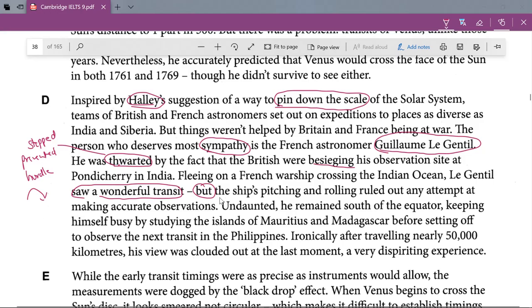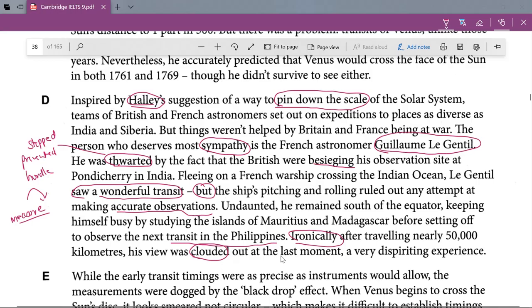So this guy is roaming here and there. Le Gentil saw a wonderful transit. But there is a but, and I told you that but is very, very important. Whenever you get a but, put a U-turn sign. So something happened. And there is a dash also, so we can get that hint. But the ship's pitching and rolling ruled out any attempt at making accurate observations. When you say accurate observation, what does it mean? Are you trying to measure something? Isn't it? Since he was in a ship which was jumping, he was not able to make accurate observations, which means he was not able to measure.